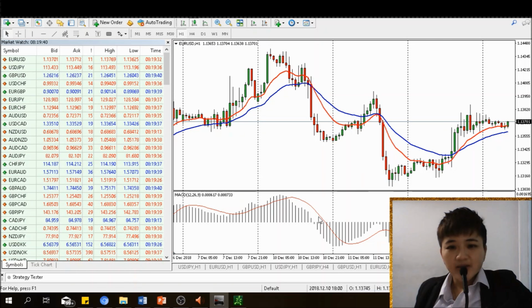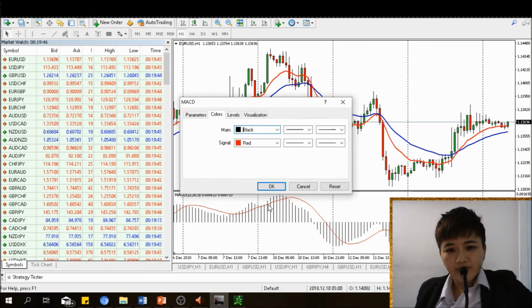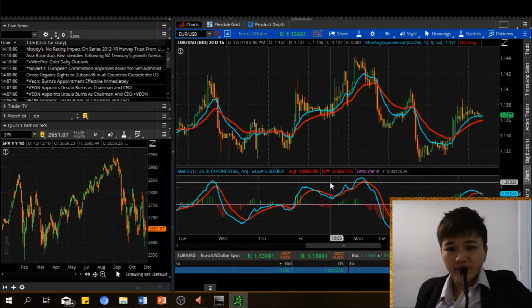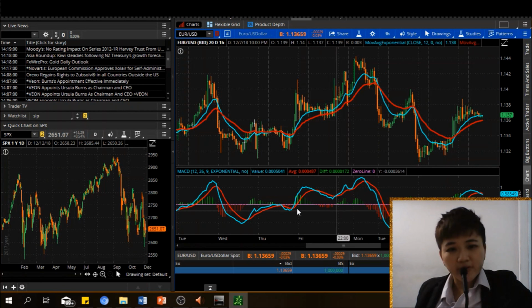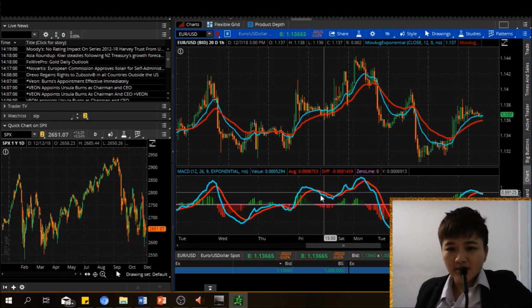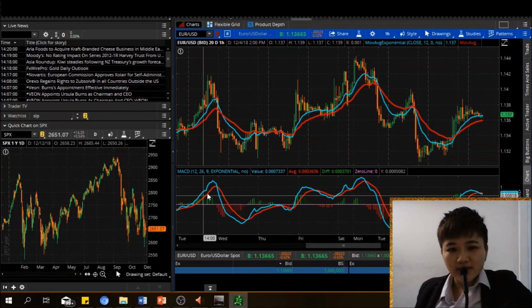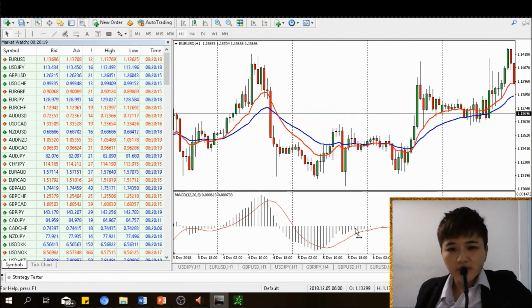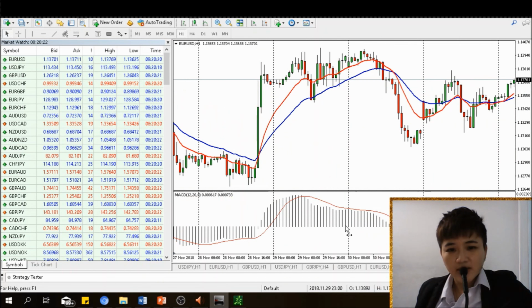Of course in MT4, the line that you see right here is not the MACD line. This line is actually your signal line. So don't confuse this with the MACD line. Now how do you differentiate it properly? If you go back to my Thinkorswim platform, you'll see that the MACD line is a lot more choppy, a lot more volatile. Whereas the signal line is a lot smoother. So if you go to MT4, you see it's a lot smoother as compared to the MACD line.